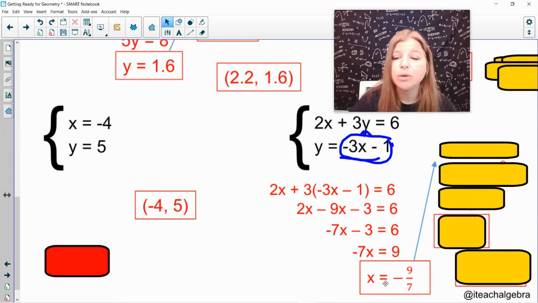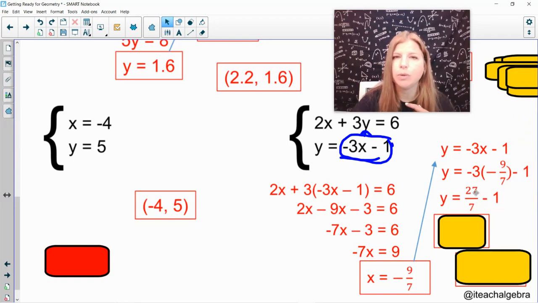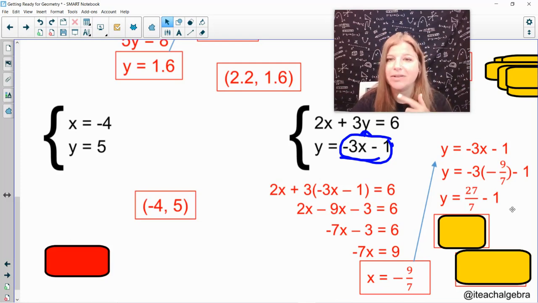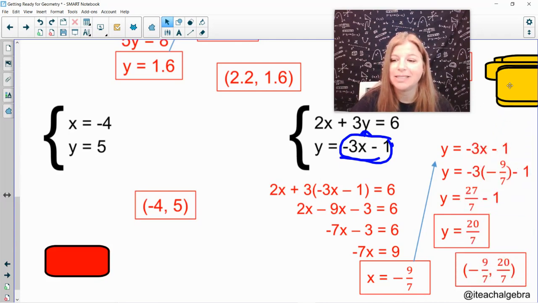Now that I know what x is equal to, negative 9/7, I'm going to go ahead and substitute that in if I need to solve for y. I told you guys the easiest equation to use is the one that's already y equals. So I'm going to take y equals negative 3x minus 1. I'm going to substitute in for x the negative 9/7, and then I'm going to simplify. Negative 3 times negative 9/7, well, remember, a negative times a negative is a positive. So that would be positive 27/7 minus 1. If I take 27/7 minus 1 and I replace the 1 with 7/7, 27/7 minus 7/7 is 20/7. And so my final solution for the system is negative 9/7 over 20/7.